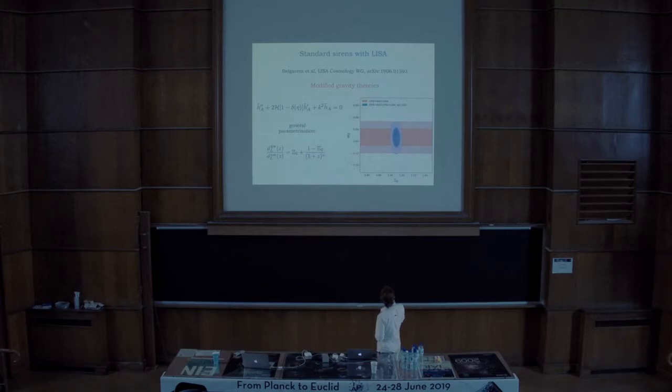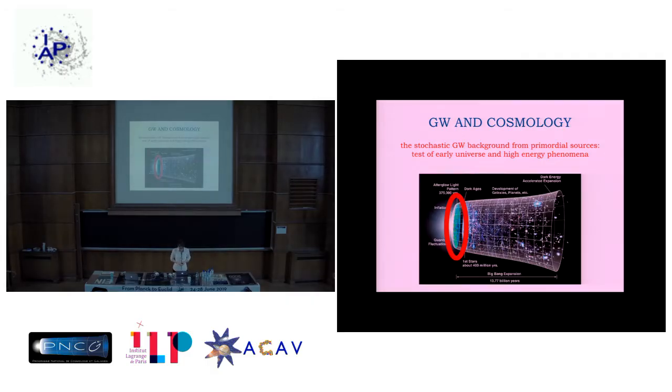And you see that, of course, electromagnetic-based surveys are not sensitive to it, but if you add LISA, you have a good possibility of constraining this parameter, which is actually a fairly general parameterization of this kind of modified gravity theories. So I would say that this is the most promising way in which LISA can test late-time acceleration and therefore constrain modified gravity theories. Now, let me go to the other part, which is signals from the early universe.